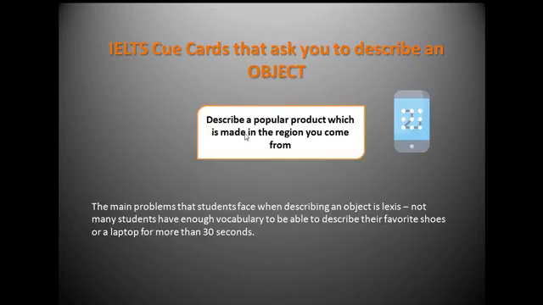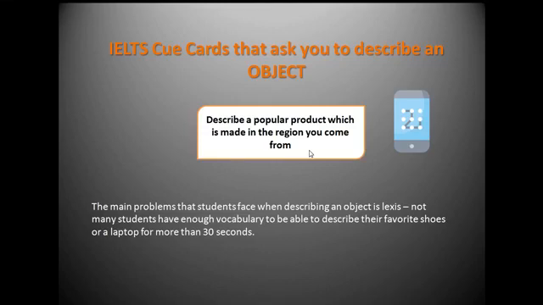Okay. So another category is cue cards that ask you to describe an object. Again, I have taken an example over here. Describe a popular product which is made in the region you come from. Now you can talk about any product, students. As I am from Haryana, I can talk about a product that is the earthen pot, mitti ka ghada, and that is quite popular in our region, I guess.